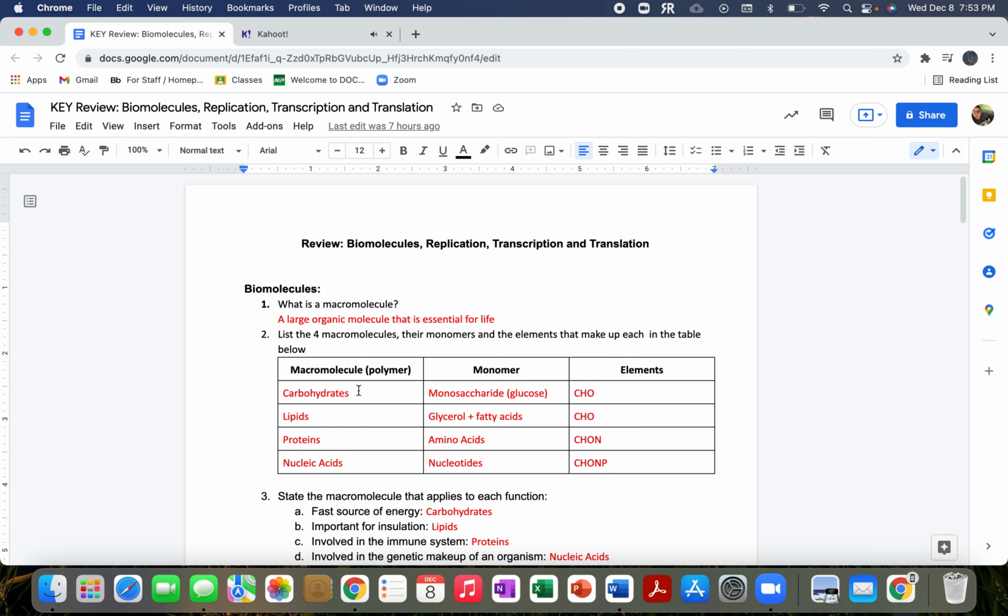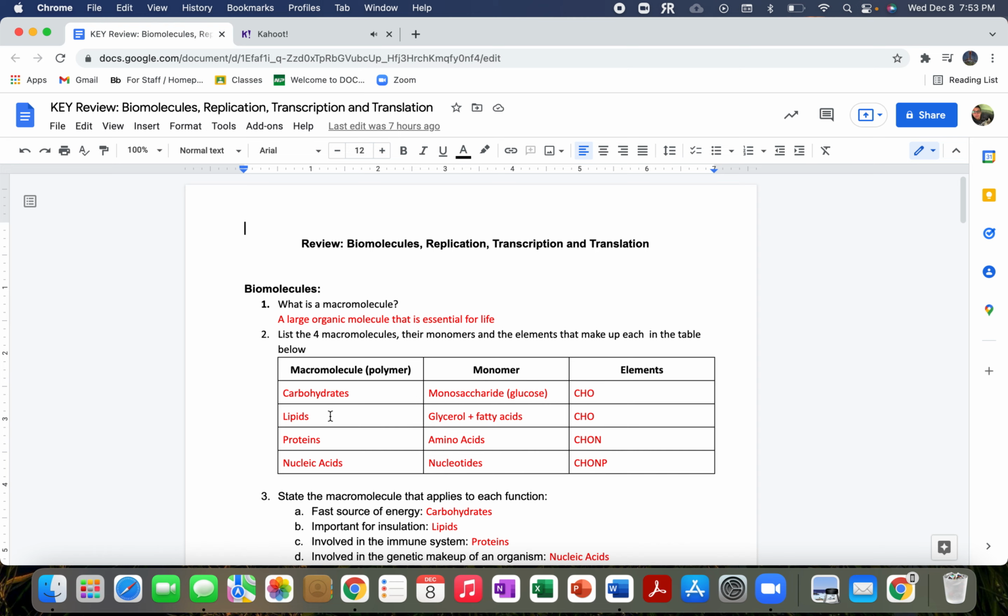Your carbohydrates are going to be your pastas, your breads, your corn, potato, all of the starches as well. And those are going to be for immediate energy. The monomer is a monosaccharide, mono meaning one, single, and then saccharide meaning sugar. An example of this is glucose. It has the elements carbon, hydrogen, and oxygen.